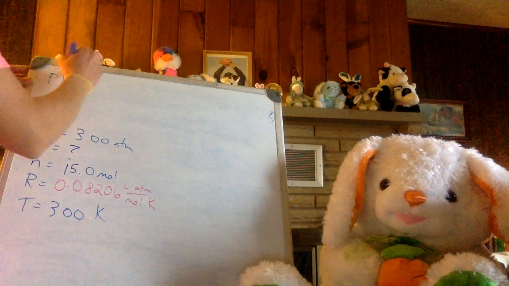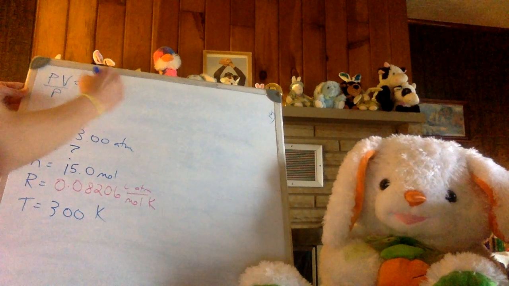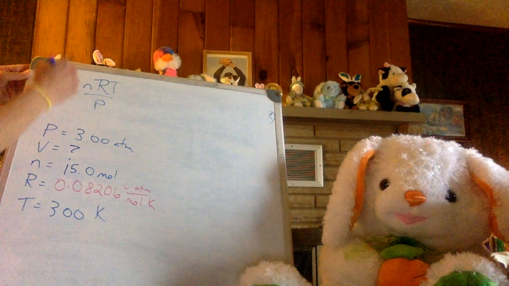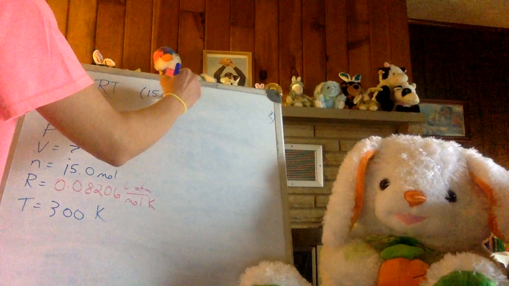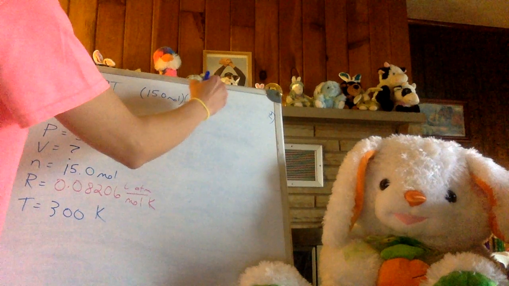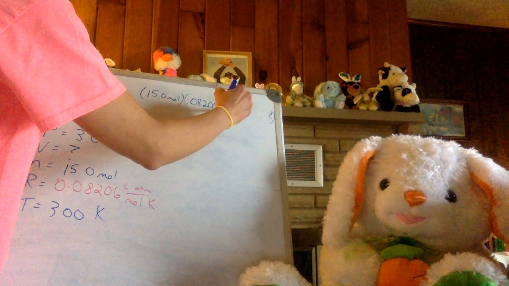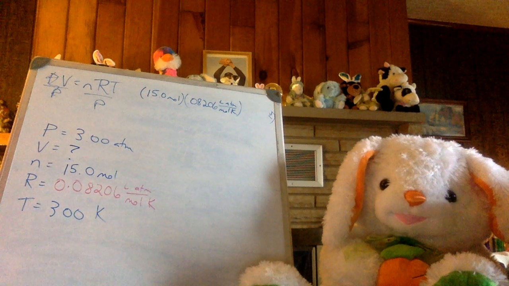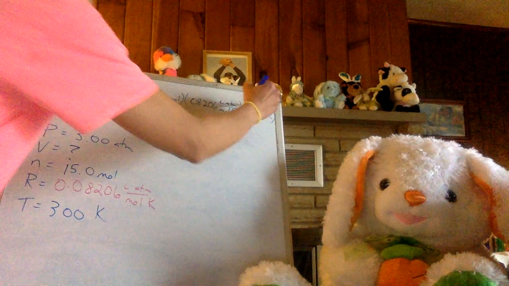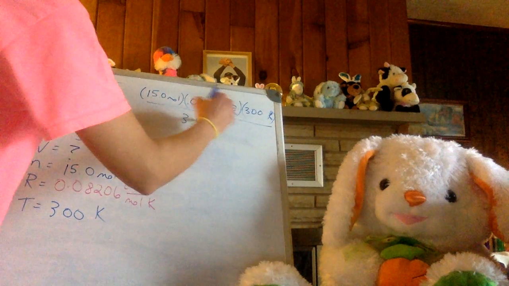Again, PV equals nRT. I want volume by itself, so I divide both sides by pressure to get volume by itself. nRT over P will give me volume. N. That's a lot. 15 moles. R. Same old. 0.08206 liter atmosphere per mole Kelvin. Every time I write that, it looks more like it says lamp over milk. Temperature, 300 Kelvin. And a pressure of 3 atmospheres.